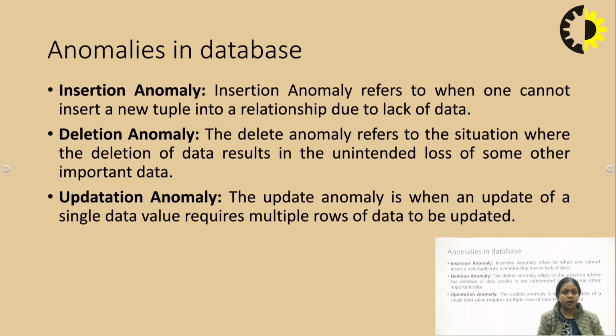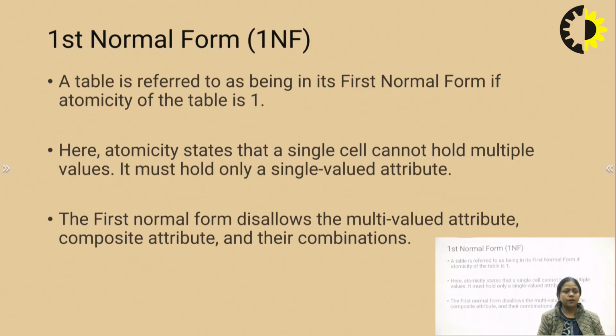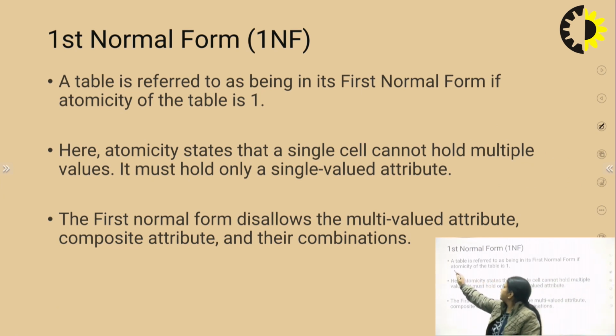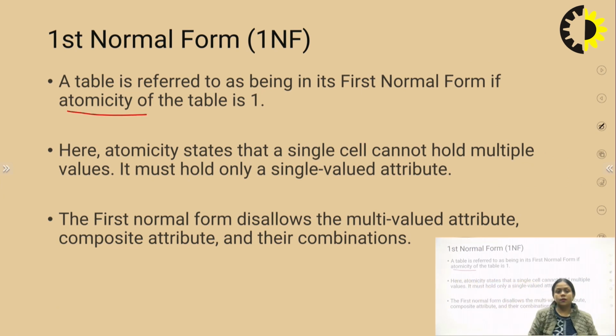So firstly we will start with the first normal form. A table is referred to as being in its first normal form if the atomicity of the table is 1. Now the question is, what is the meaning of atomicity? This is a new word, atomicity. Atomicity means we use only a single value in a cell. If we have multiple values in a particular cell, then the table is not in the first normal form.